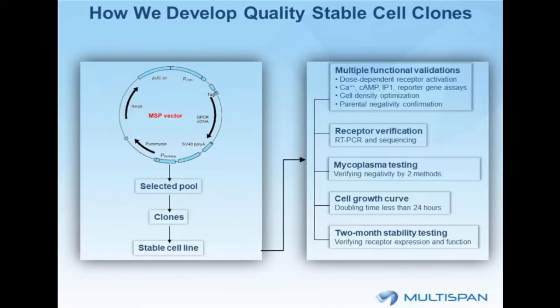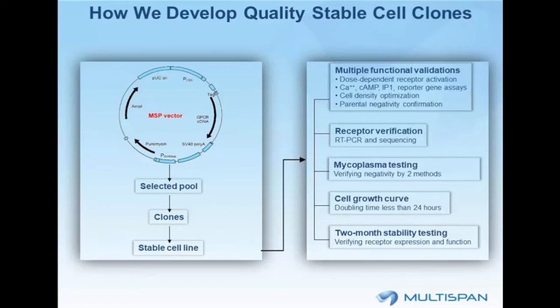The first thing I want to talk about is how we develop quality stable cell clones. Essentially, we have our specific vector. We transfect cells to get a pool of cells, and from that we develop clones and develop a stable cell line. But there's a lot of pieces to this.